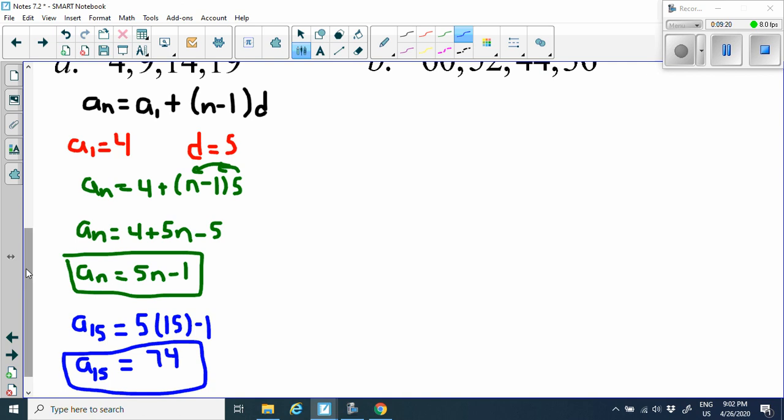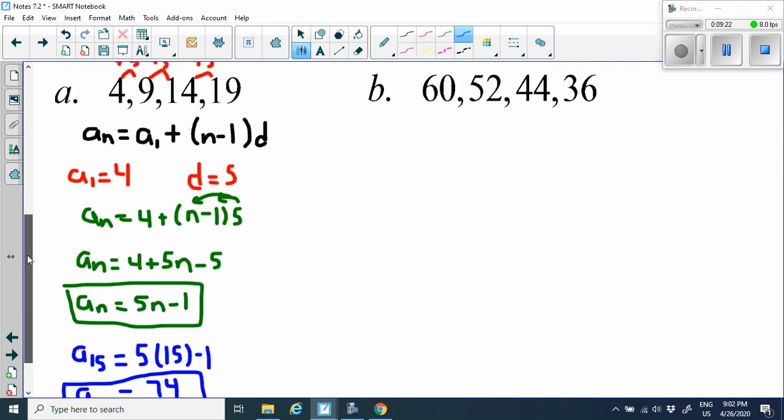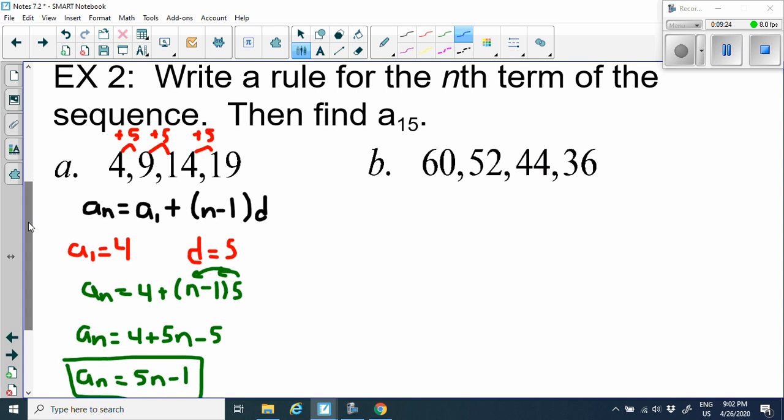Okay, what I would like you guys to do is pause the video and try part B here. So you're going to do the same thing. You're writing the rule and then finding a sub 15. So go ahead and pause the video to do that.